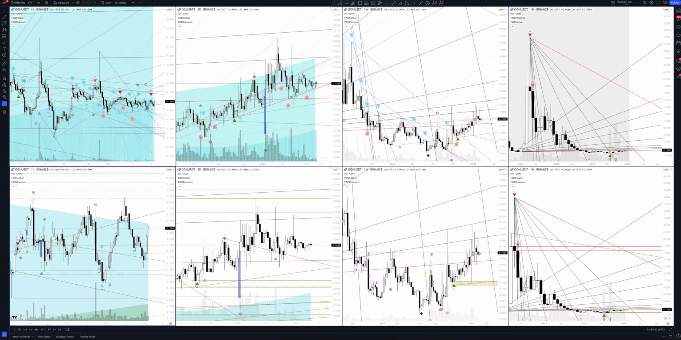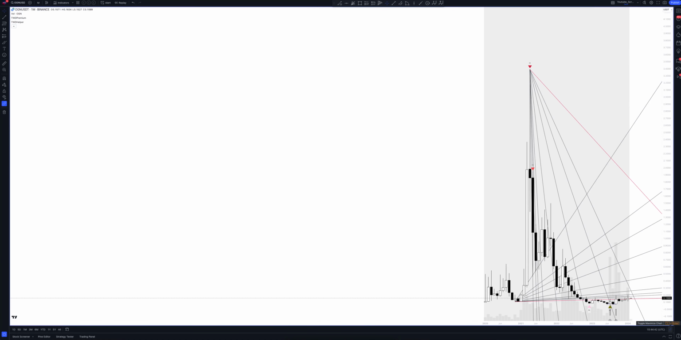Today we will take a look at Origin Protocol cryptocurrency. Let's analyze the market situation and find out how you can make money on it. Let's start. We always start our analysis from the global market.